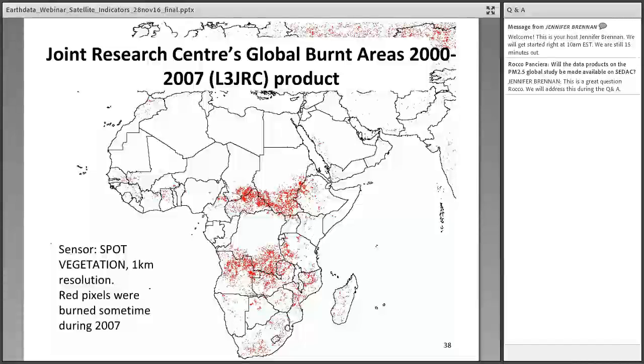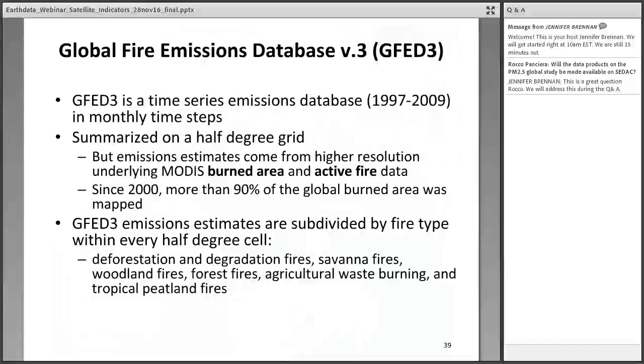So this is just a picture of the spatial extent of burning in Africa, and you can see that it's very heavily concentrated in rangeland areas where fire is relatively frequent. The GFED3 is a time series emissions database. At that time, we now have a version 4, and I'll describe that a little later. But at that time, the database extended from 1997 to 2009 in monthly time steps.